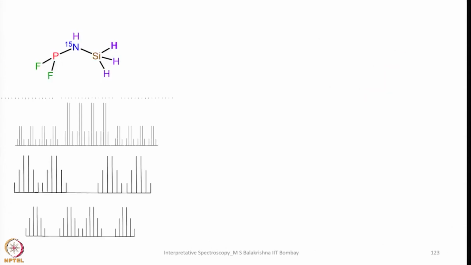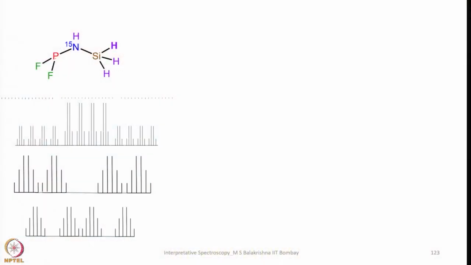I have a very interesting molecule here. You can see this molecule has a silicon with 3 hydrogen atoms on it, and then a 15N enriched nitrogen, and then H is there and phosphorus is there. That means it is a very interesting molecule. You can sketch NMR for almost all nuclei here. You have 19F, 1, 2, 3, 4, 5 different types of NMR active nuclei.